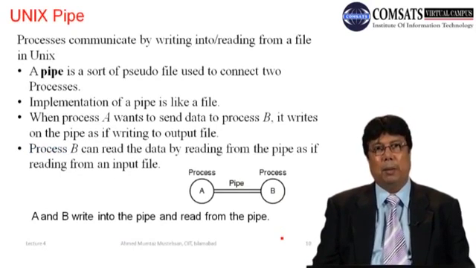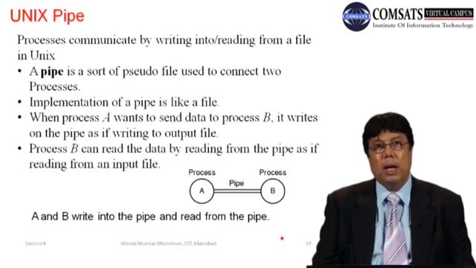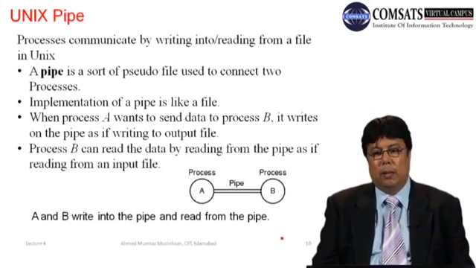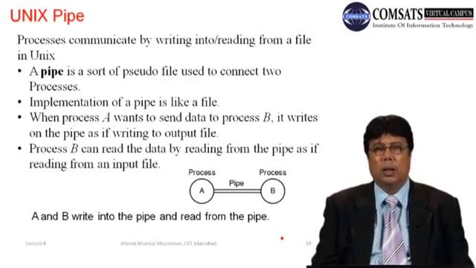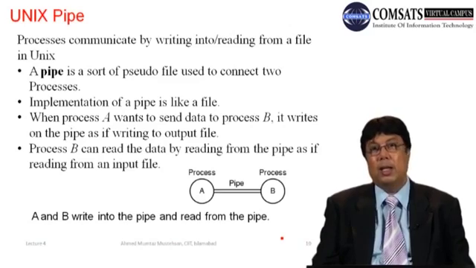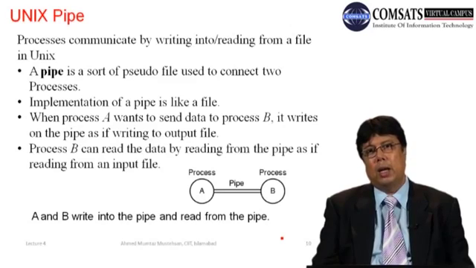Next is a pipe. Processes communicate with each other by writing into and reading from a file in Unix. We talked a while ago about the different ways through which processes can communicate. Here is an example: two processes can communicate using a pipe. You can establish a pipe between the two processes, and then both can start communicating. So you can implement a pipe just like a file.